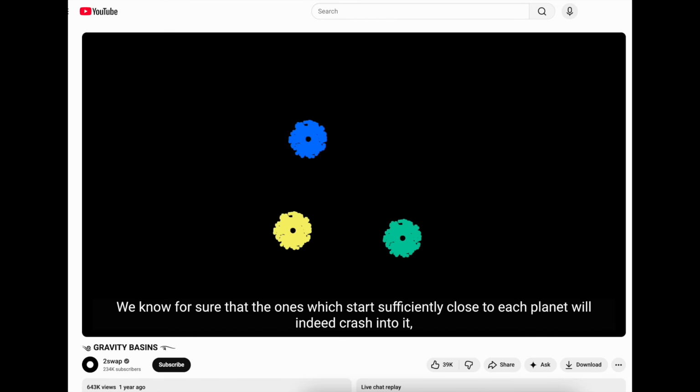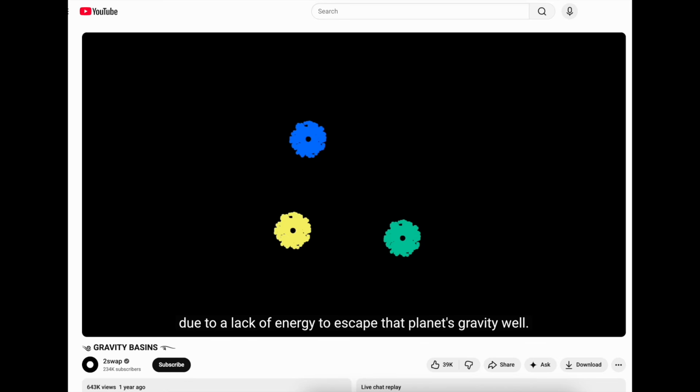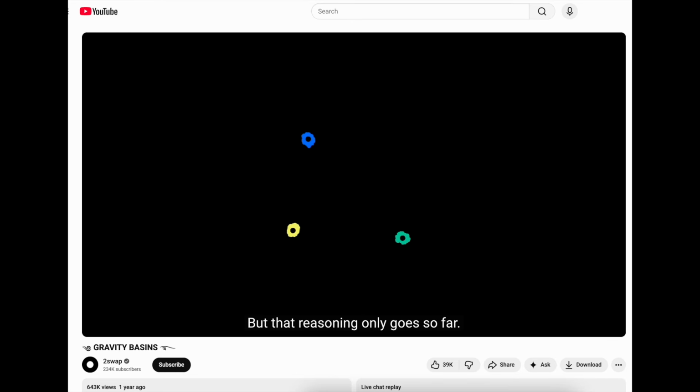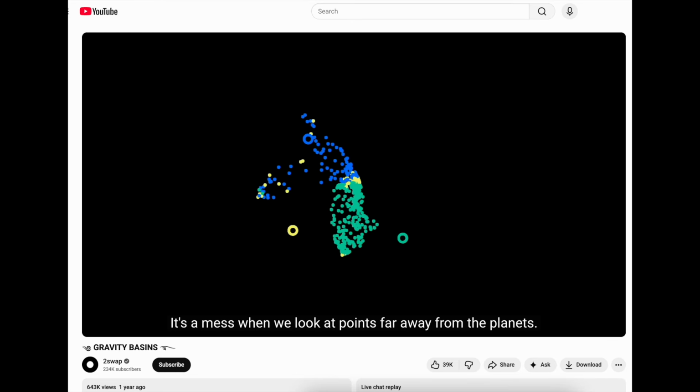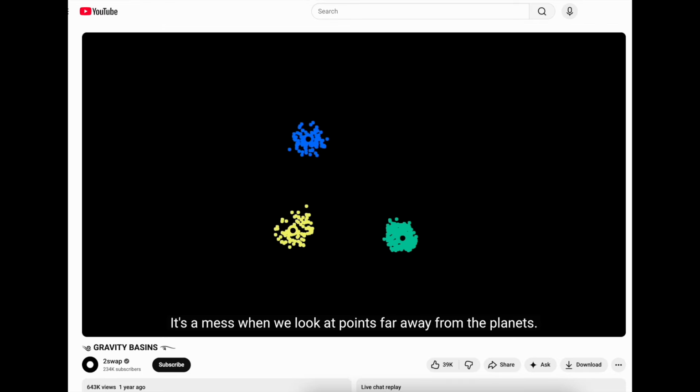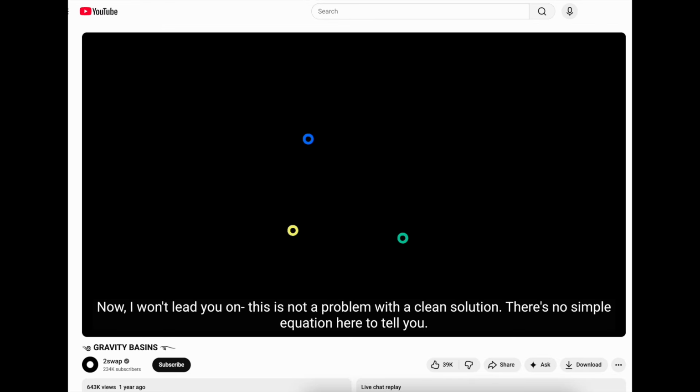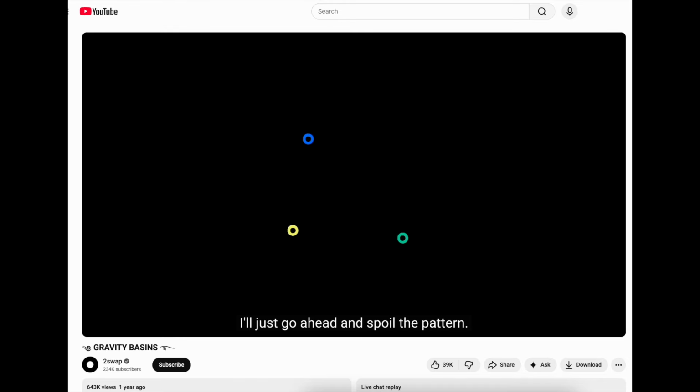We know for sure that the ones which start sufficiently close to each planet will indeed crash into it, due to a lack of energy to escape that planet's gravity well. But that reasoning only goes so far. It's a mess when we look at points far away from the planets. This is not a problem with a clean solution. There's no simple equation here to tell you.